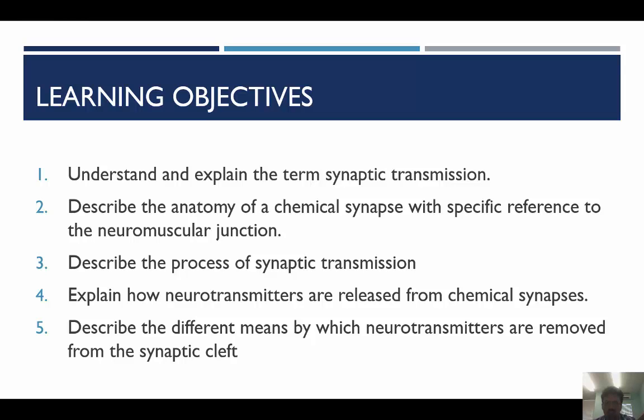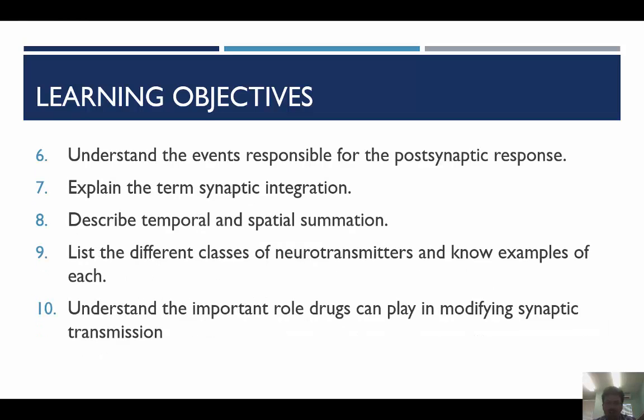So you're going to see that we start off with some basic definitions and understanding of what exactly synaptic transmission is. From there, you need to be able to describe the anatomy of the synapse. And we will see that that is fairly simple and there's not much to that. And then the rest of the lecture is going to focus on the process of synaptic transmission, how synaptic transmission comes about, which would include how a neurotransmitter is released at the synapse and how they're removed, and what effect that they have on the postsynaptic cell.